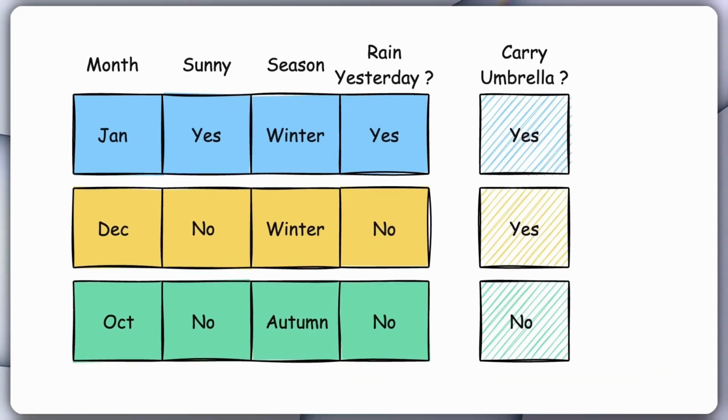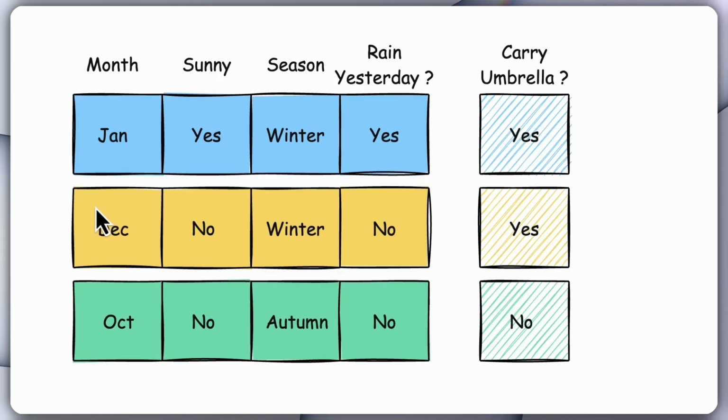So let's understand this with some examples. So let's check this example. I have a data set where I'm dealing with the month, whether the day is sunny or not, the season, and whether rain happened yesterday. And based on this data, my model is trying to predict whether I should carry an umbrella or not. So this is one example. This is the month of January. It is a sunny day. Definitely the season is winter and there is some rain, rain meaning snow, that happened yesterday. So I definitely should carry an umbrella today. This is what my model is predicting.